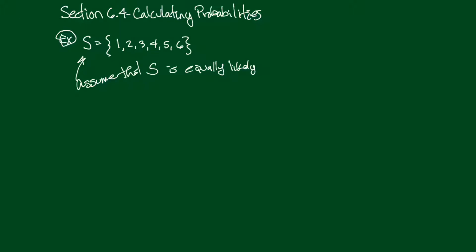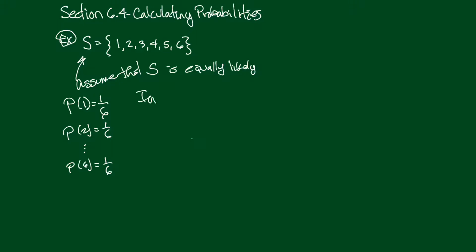They're all equally likely. To put it in symbols here, the probability of getting a 1 would be 1 out of 6, right? Because there are 6 possibilities. They're all equally likely, so the probability of getting a 1 is 1 out of the 6. The probability of choosing a 2 is also 1 out of 6. And the probability of getting a 6 is also 1 out of 6.